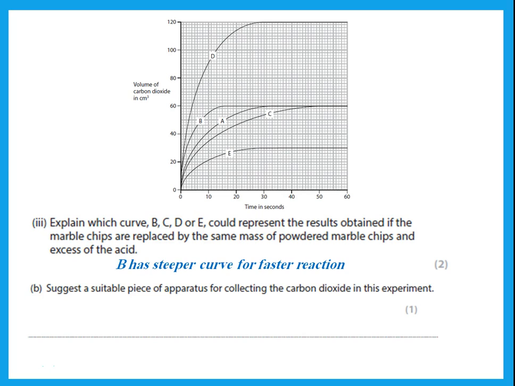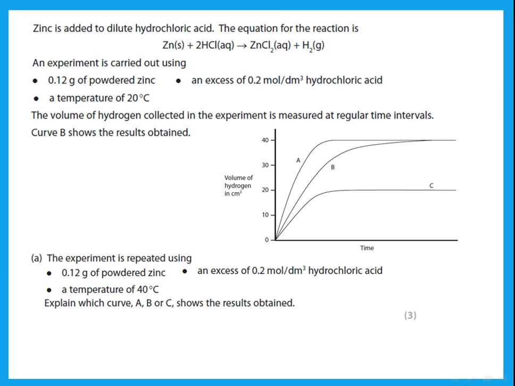Suggest a suitable piece of apparatus for collecting the carbon dioxide in this experiment. Of course, in order to measure the volume of a gas from the experiment, the best thing to use is a gas syringe. Okay. The other question says zinc is added to dilute hydrochloric acid. The equation for the reaction is this. An experiment is carried out using 0.12 grams of powdered zinc, excess acid, temperature 20. The volume of hydrogen collected in the experiment is measured at regular time intervals, and curve B shows the results that I get for these conditions.